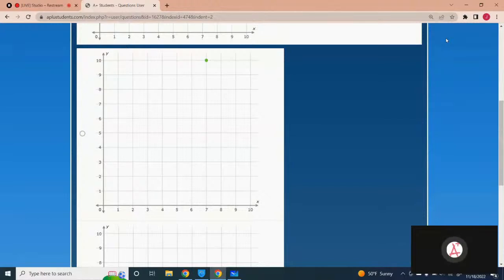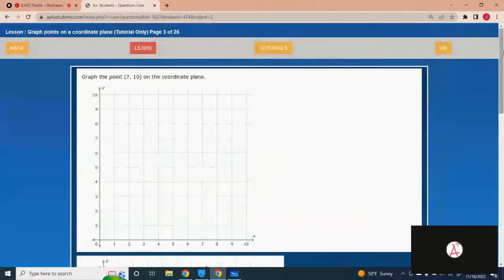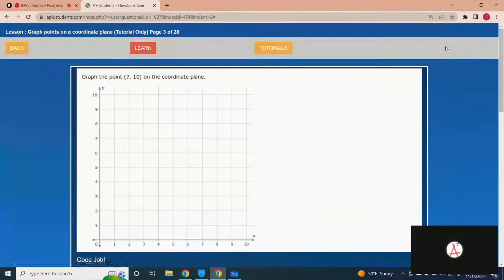Yes, the first option is the correct one. Here you have 7, just match it to the x-axis. Here we are on the 7 and y is on the 10. So the first option is the correct one. Got it?